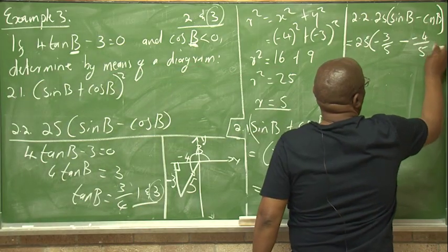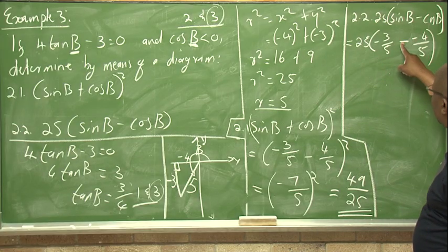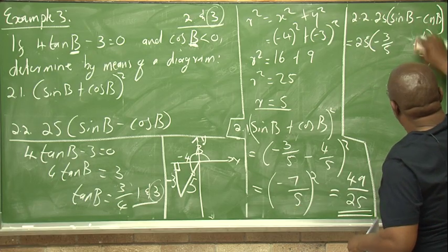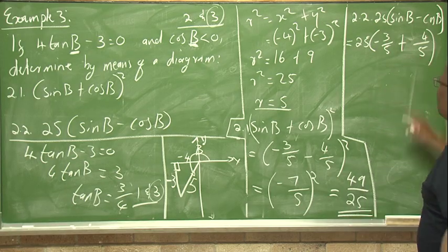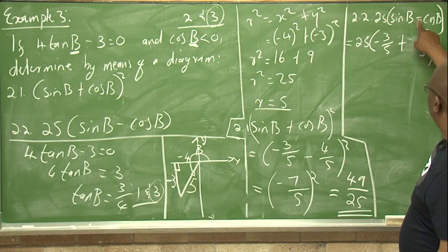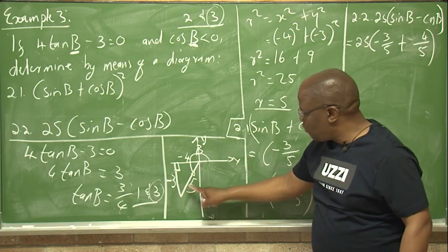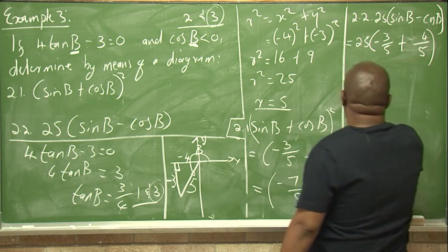-4 over 5. And remember, every time the two negatives come after each other, negative and negative, they will yield positive. So we end up writing plus. Where does this plus come from? You have negative here. What is the cos of beta? -4 over 5. So the two negatives, negative and negative, will give you positive.